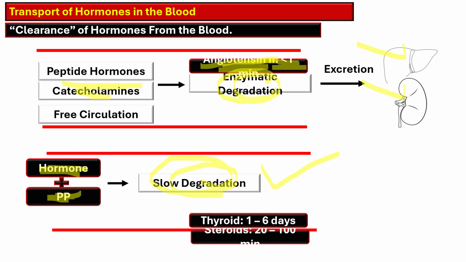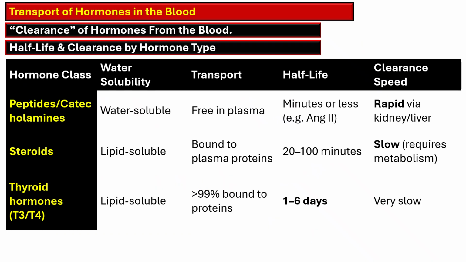So the half-life of the steroid is about 20 to 100 minutes, while the half-life of the thyroid hormone is 1 to 6 days. This table is summarizing this concept.